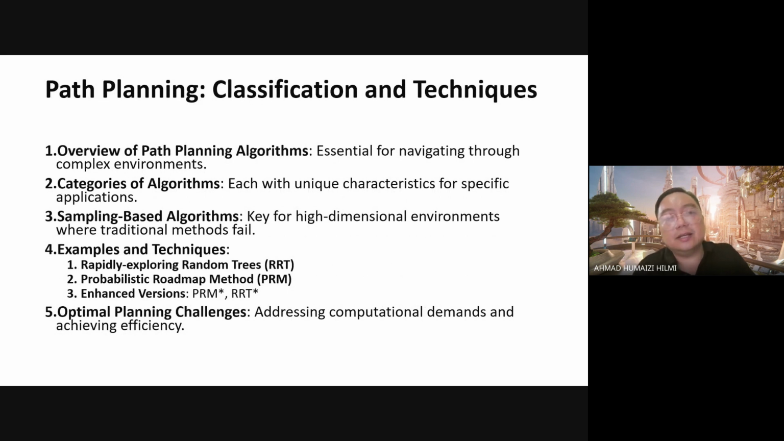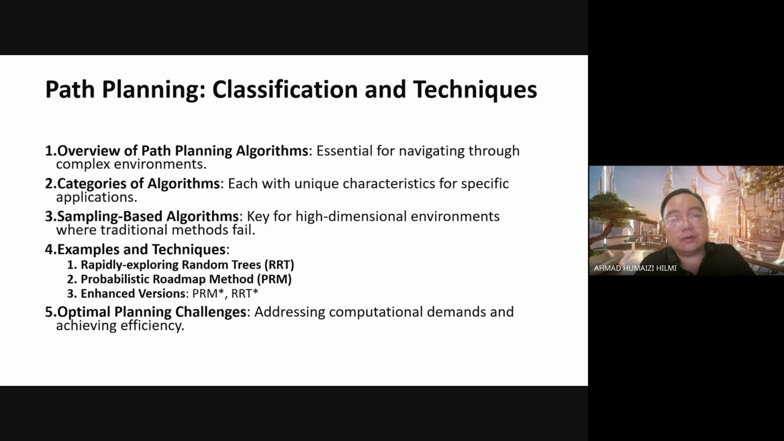There is a chapter in my book about classification and techniques. You can read it, but just for example, there are categories of algorithms. There are sampling-based algorithms, key for high-dimensional environments where traditional methods fail. Examples and techniques: rapidly exploring random trees, probabilistic roadmap method, enhanced versions PRM-STAR and RRT-STAR, and optimal planning challenges.